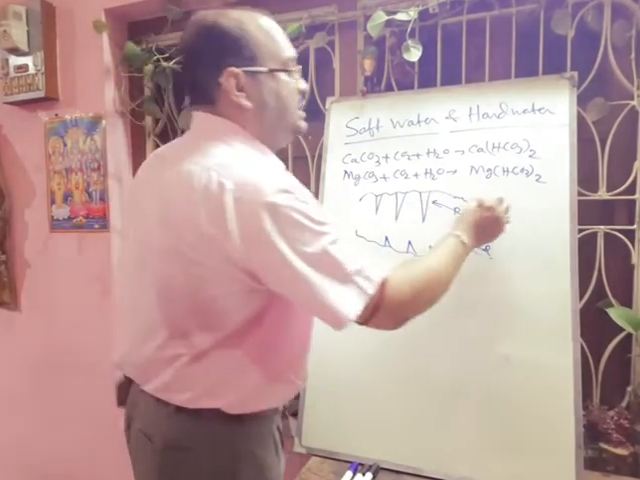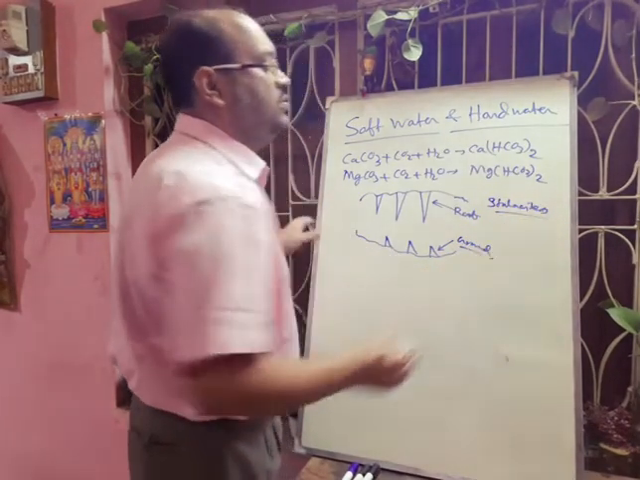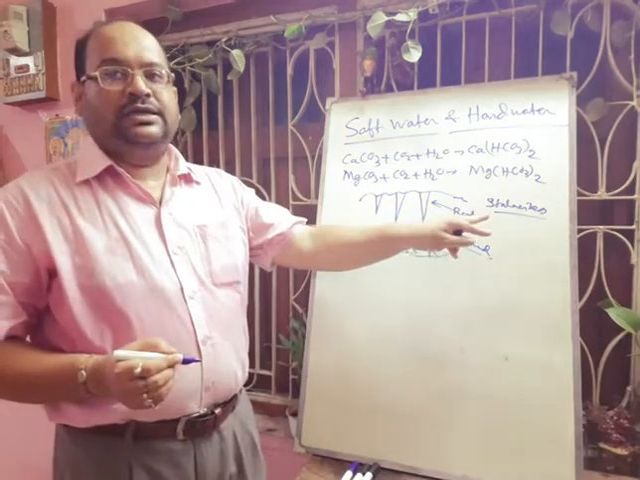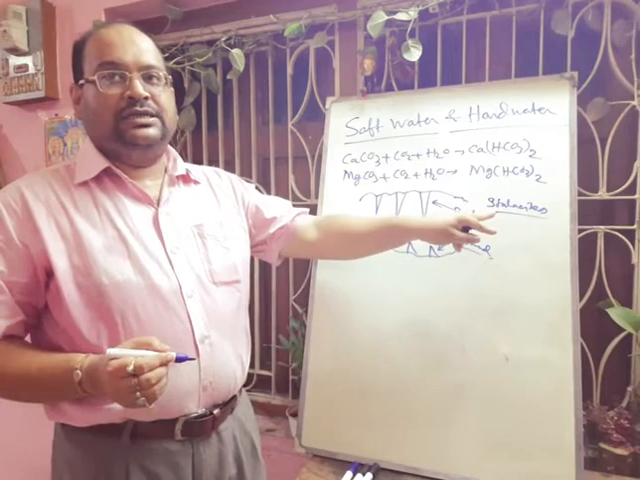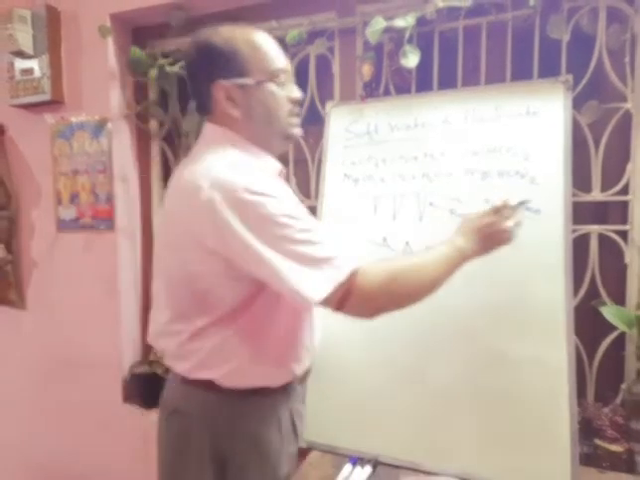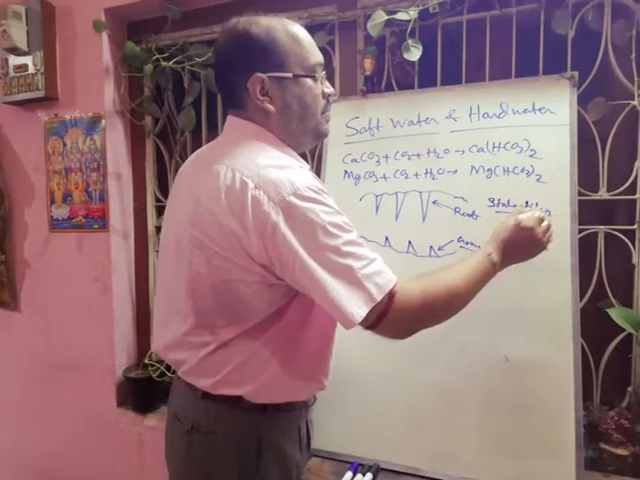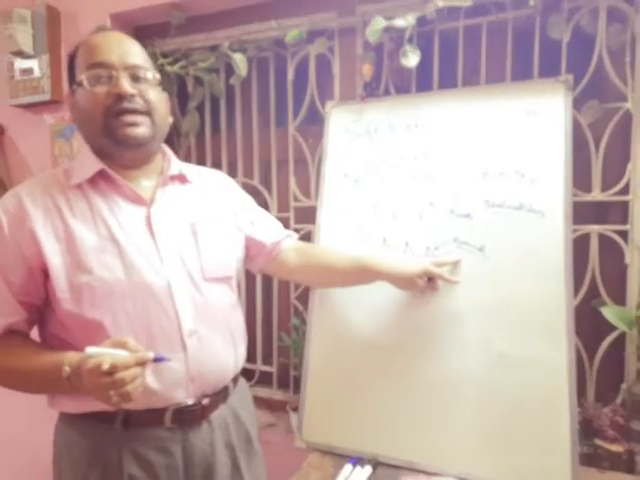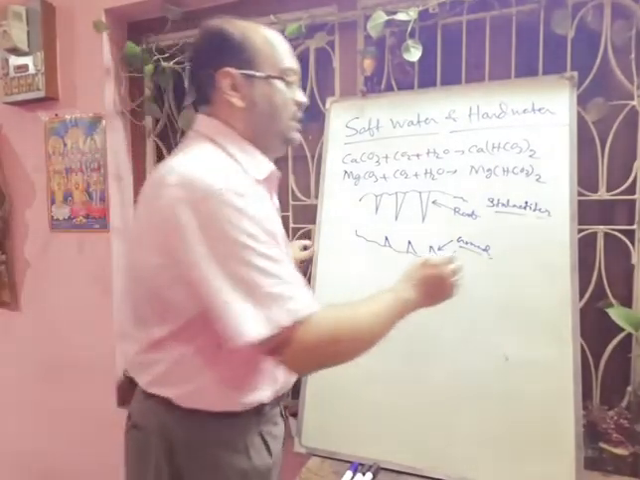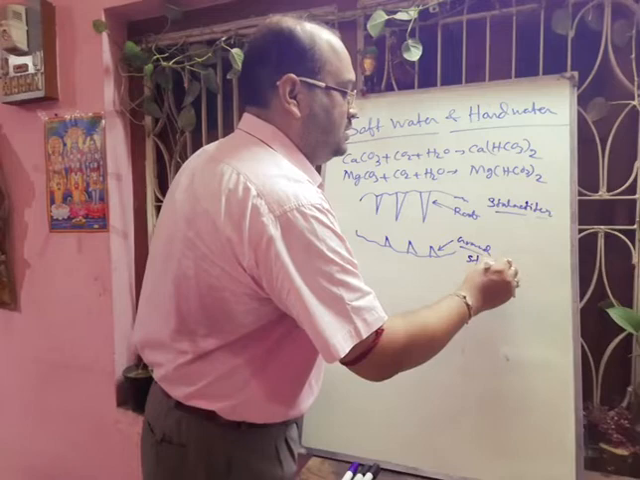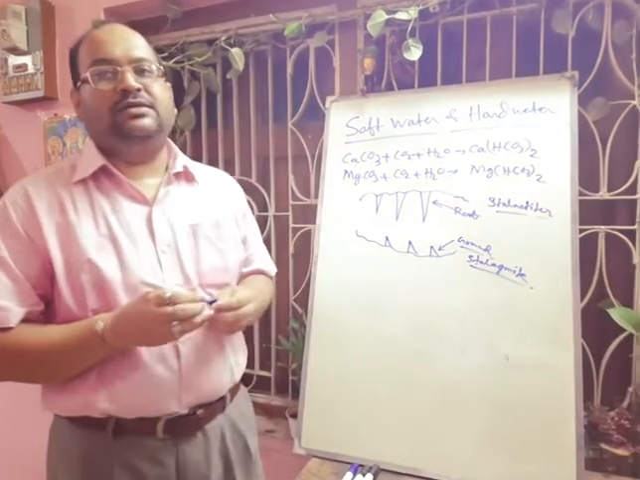Stalactite spelling is S-T-A-L-A-C-T-I-T-E, stalactites. Hope you can understand. And whatever is forming on the ground is called stalagmite. Hope you can understand.